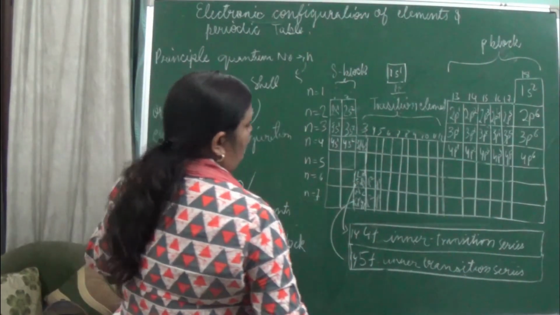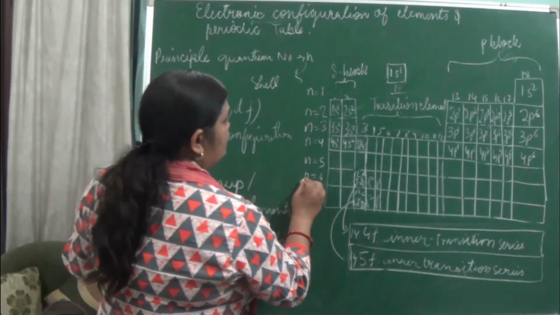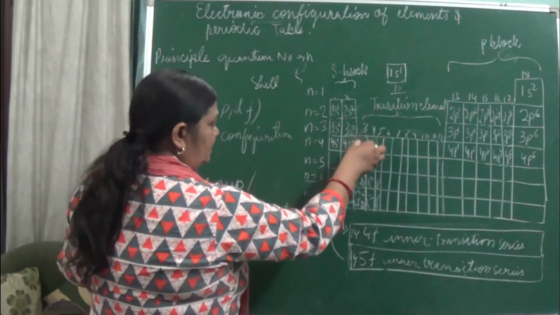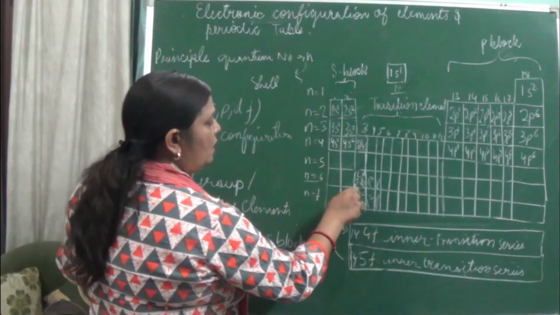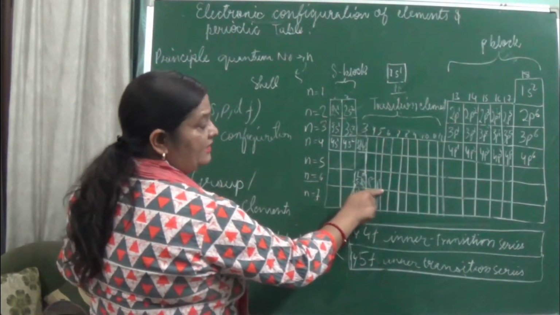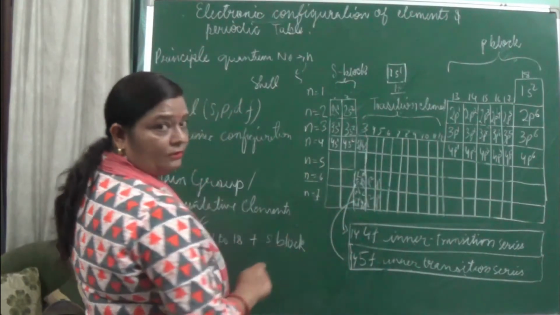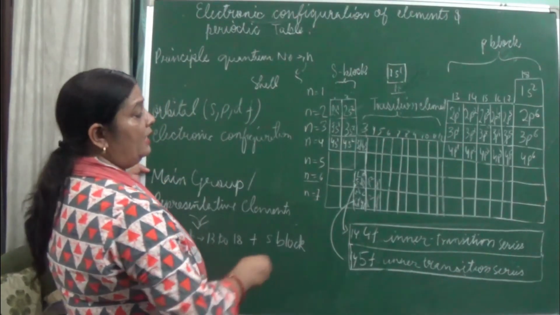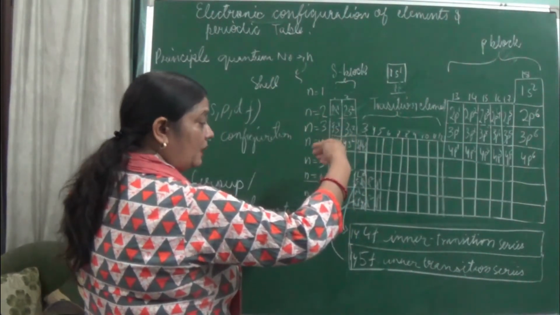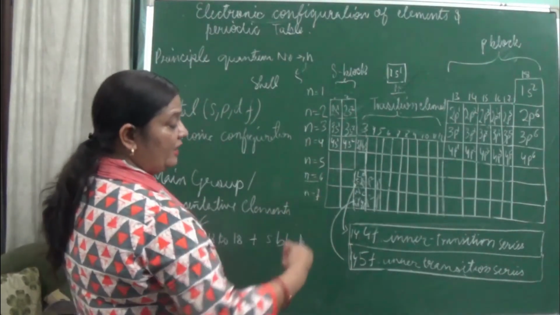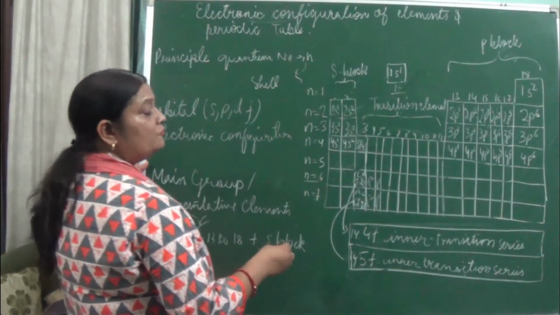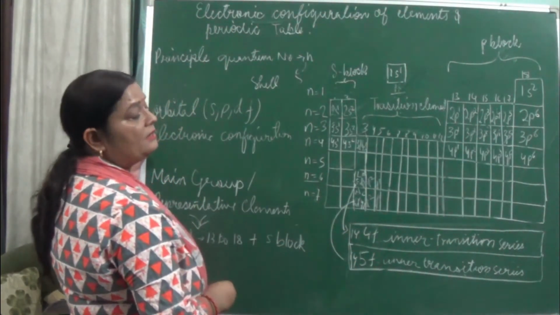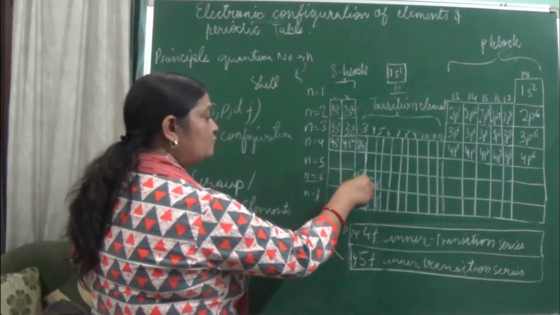Now when we come to n is equal to 6, you will see that in the third group it starts filling 5d1, 5d2, 5d3, 5d4, 5d5. But as soon as 5d1 is filled, other elements also start filling, and that is the 4f inner transition elements. This is known as the 4f inner transition series. These are the 4f elements.